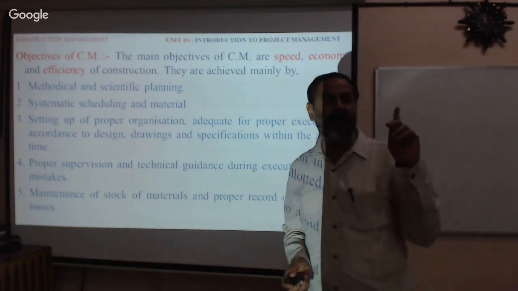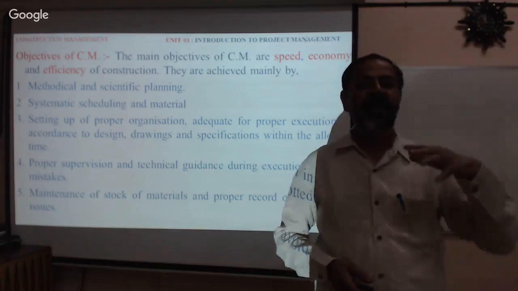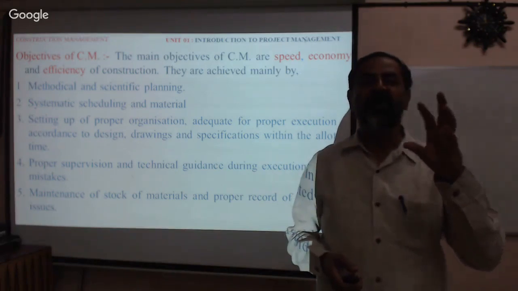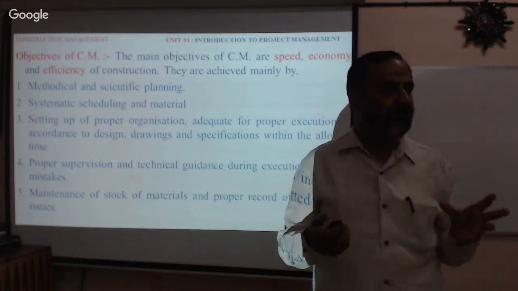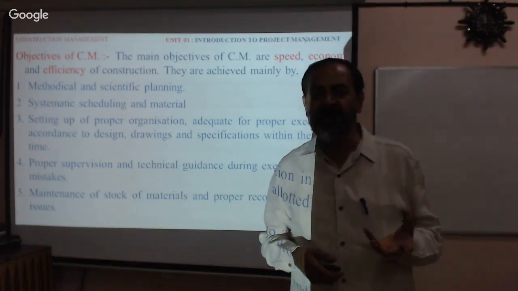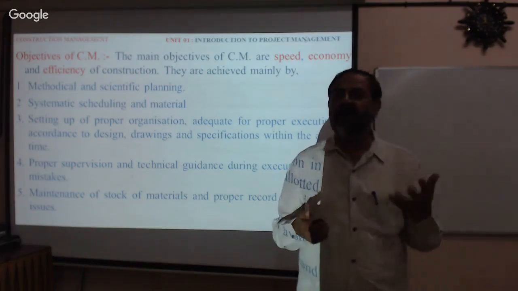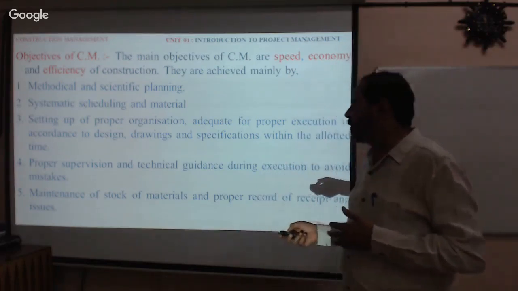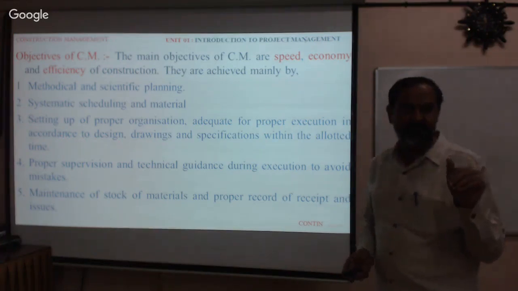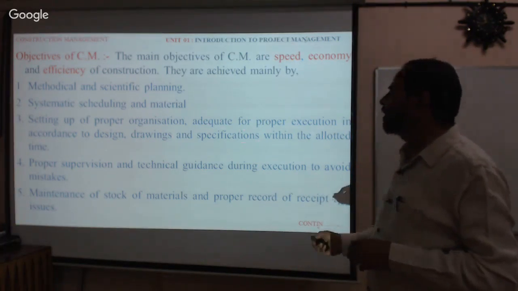That means you must allocate the people, different kinds of people. Now suppose you are constructing a dam. It is not possible to construct it with 10 or 20 people, because a dam is a very huge project. Depending upon the size, you need to employ the engineers, the barbenders, the masons, the machines, mixers, and trucks. We want many things for construction activity. And you need to employ engineers who are qualified and can understand the design, drawing, and specification within the allotted time.